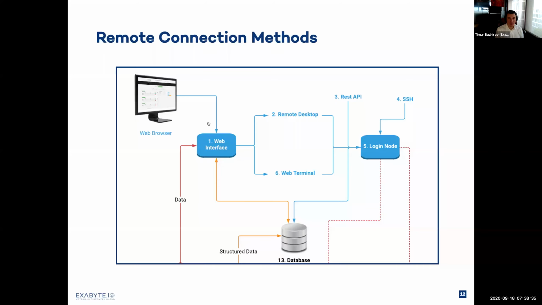Number one is the web interface that users connect to using their web browsers. It is connected further to the login node, which is the main connection point for people that use secure shell or command line. And the web interface supports connecting to the login node through either remote desktop or web terminal. Those will be the three that we will speak about in more detail today. There is also a RESTful API as one of the connection options to work with the data, but that's a topic for a separate conversation.